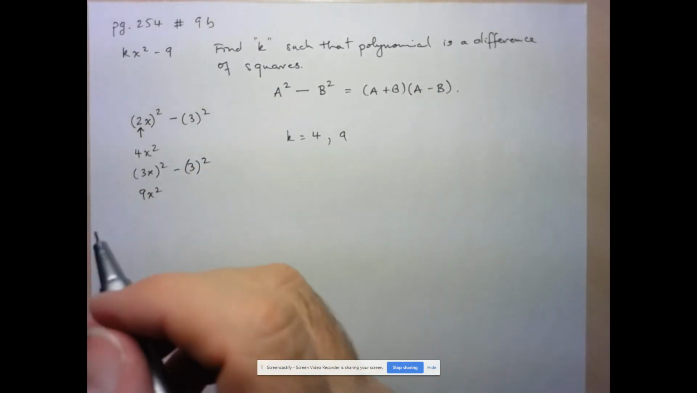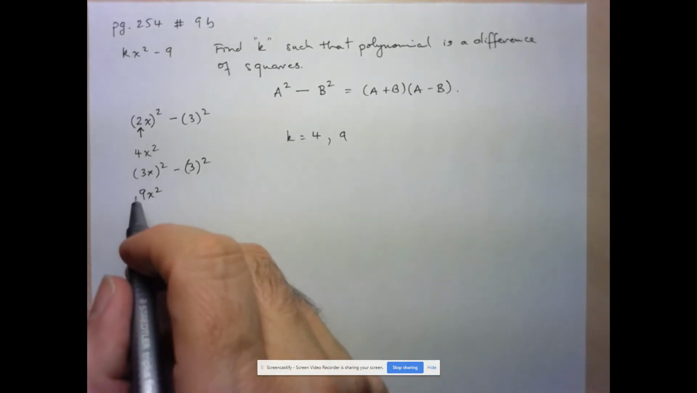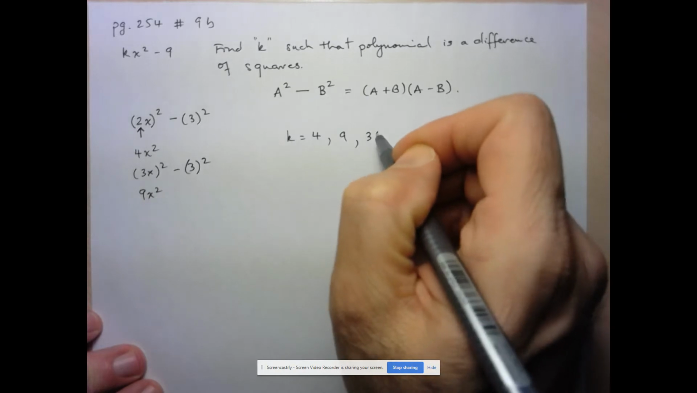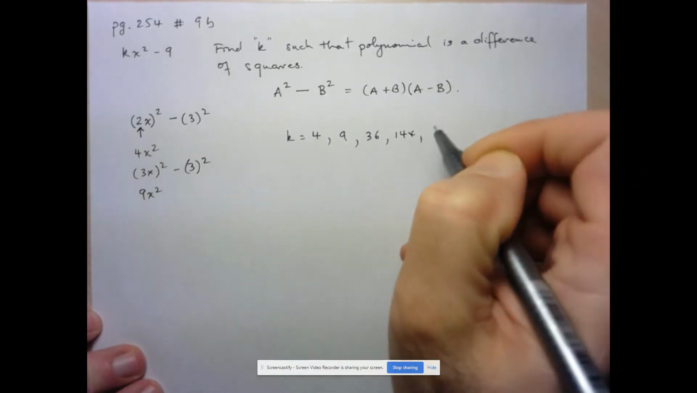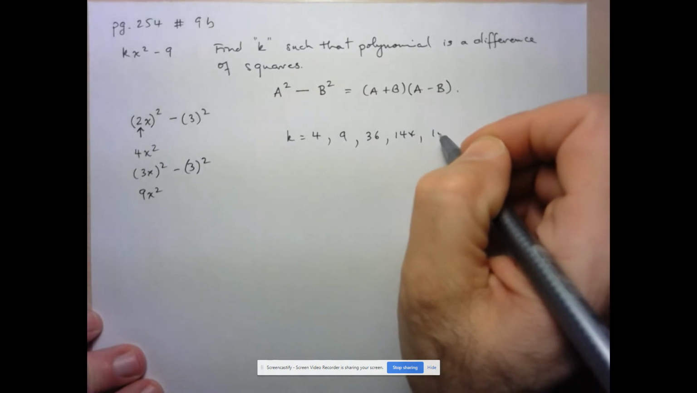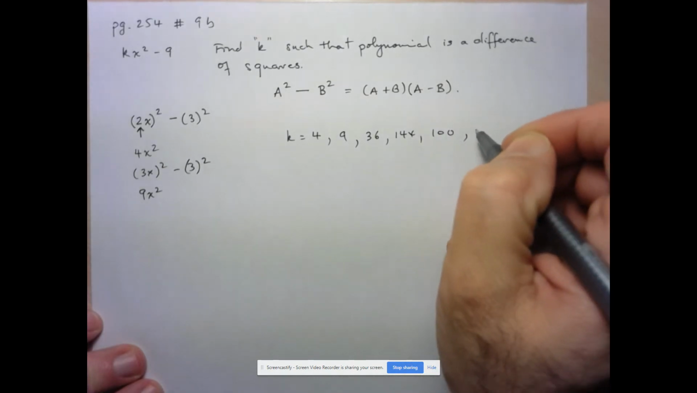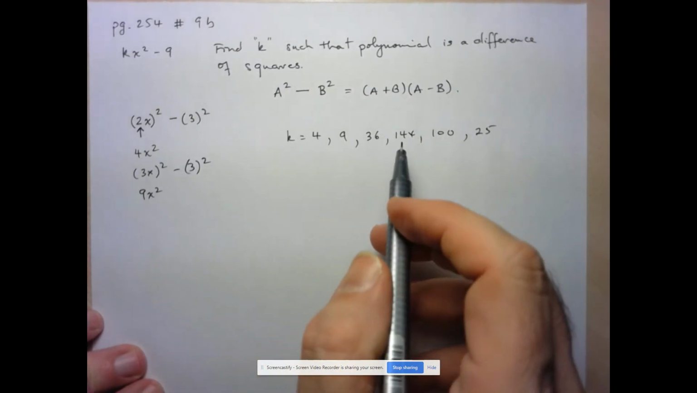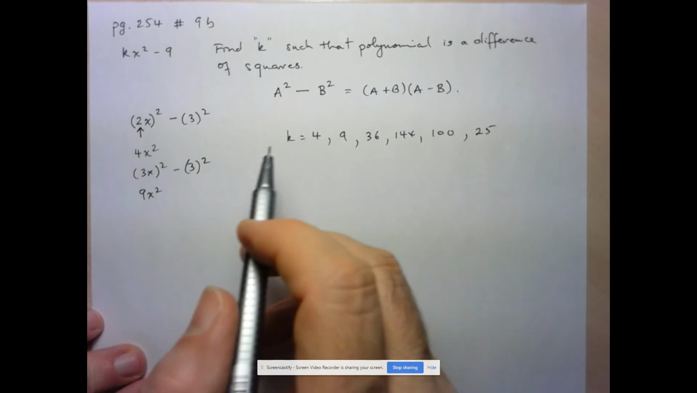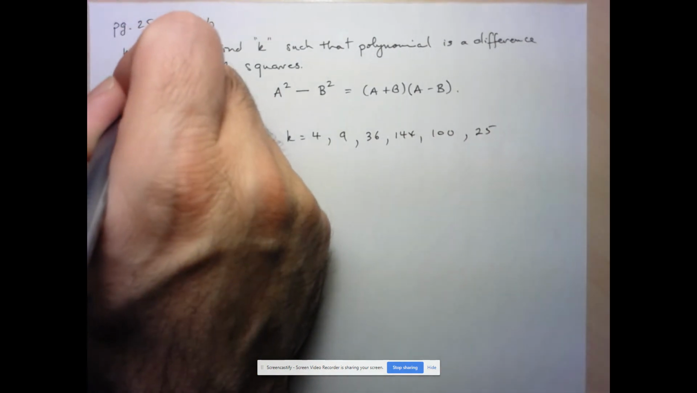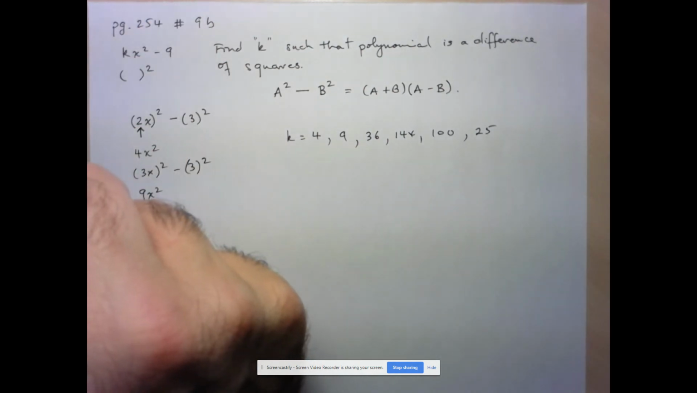And I can just keep going. So essentially, k can be anything that's a numerical perfect square. 36, 144, I don't know, 100, 25, and we said that there's infinitely many possibilities. So anything that's a perfect square, so I could rewrite this expression as something squared.